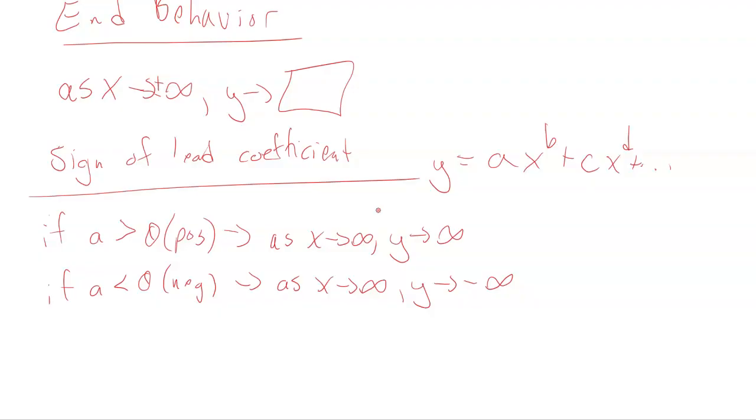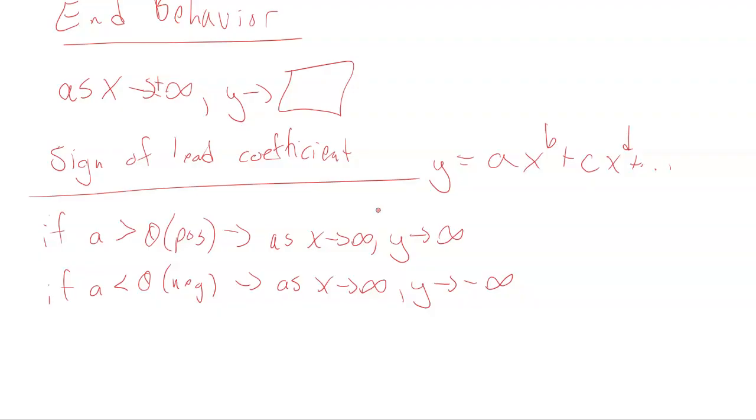I mentioned a second ago about horizontal asymptotes, but that's going to be reserved for rational functions. So here, for polynomials in general, if a is a positive number, that leading coefficient, as x gets bigger, y is going to get bigger. And if it's a negative number, as x gets bigger in the positive direction, then y is going to go to negative infinity. Right, so those are pretty straightforward.